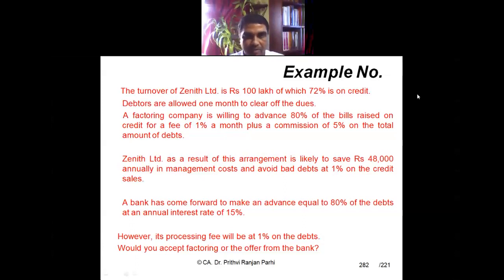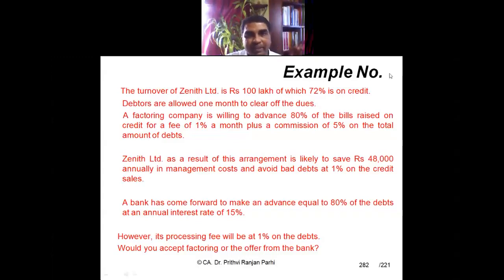The turnover of Zenith Limited is rupees 100 lakh, of which 72% is on credit. Debtors are allowed 1 month to clear off the dues. A factoring company is willing to advance 80% of the bill raised on credit for a fee of 1% a month plus a commission of 5% on the total amount of debt.